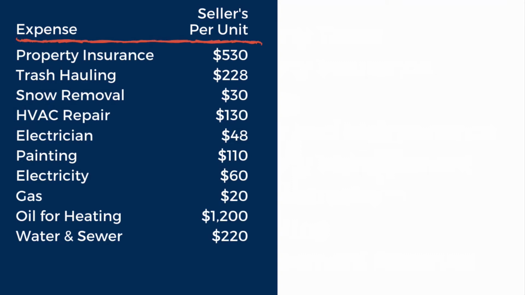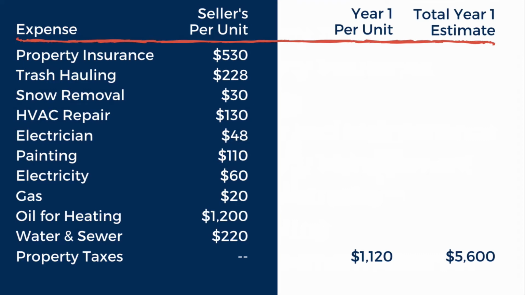Once we research the tax expense, we can add that in, and you can see on the far right we have total year 1 estimate. That's how much we discovered that this property will cost each year in taxes. And then for good measure, I also divided it by 5 and got a year 1 per unit. So that was an example of a missing expense.